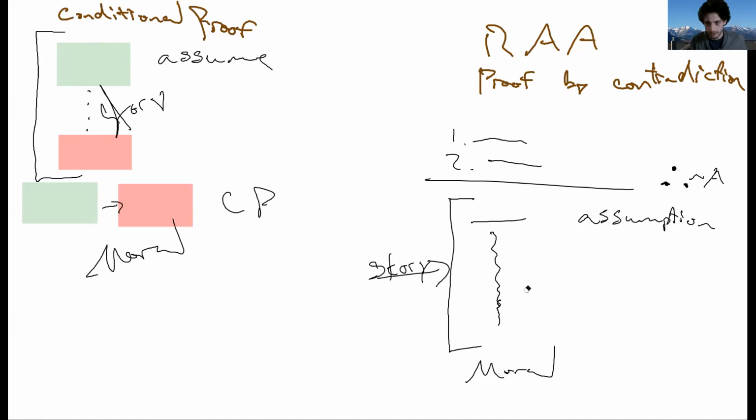But now the form of RAA is slightly different. Again, we're telling some story to derive a moral, but now the idea is we're saying, assume.